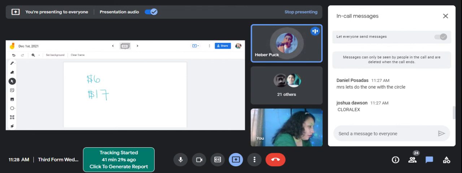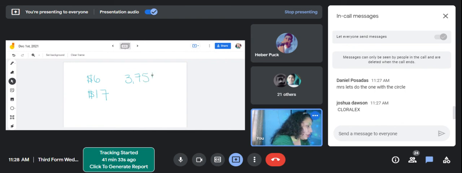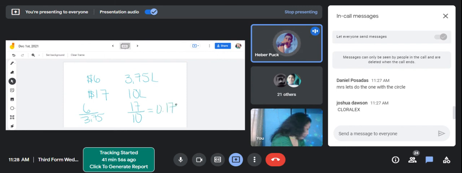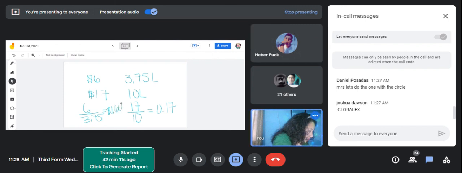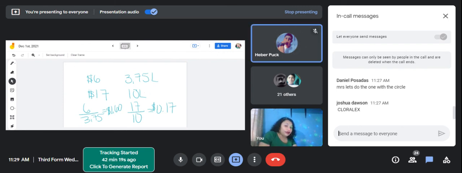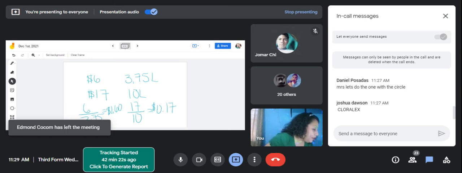The small one brings 3.75 liters. The big one brings 10 liters. Okay, so then you're going to do the same thing. You take your $6 and divide it by 3.75, and you take your $17 and divide it by 10. 6 divided by 3.75 is $1.60, and this one is 17 cents. So which one is cheaper? The big one. Buying the big one.